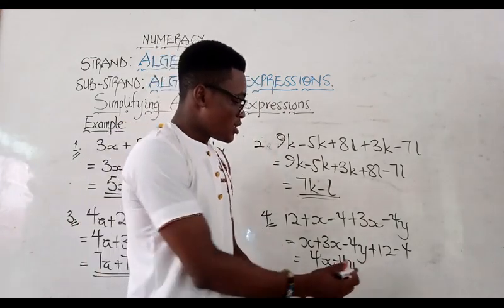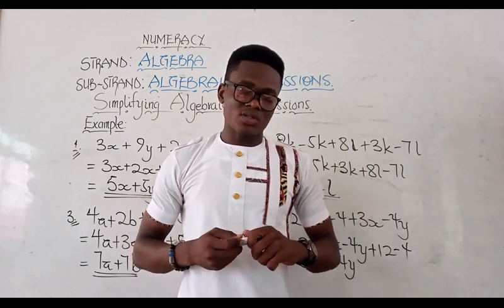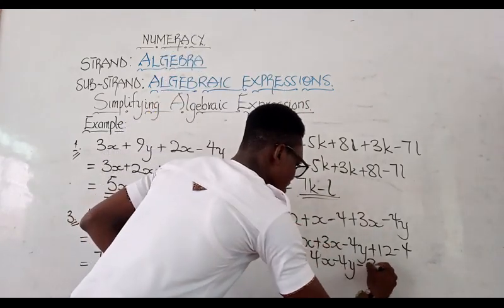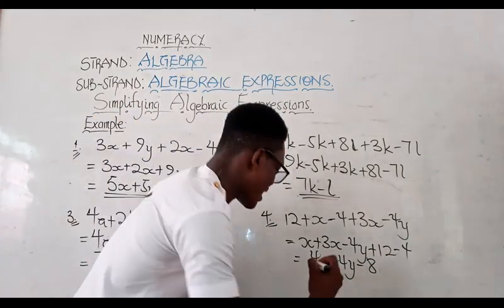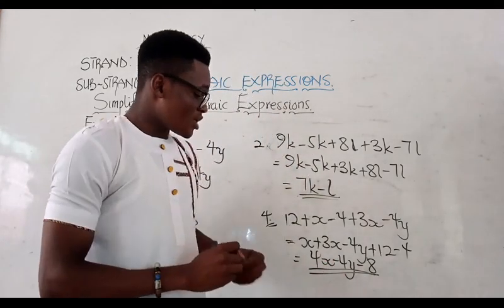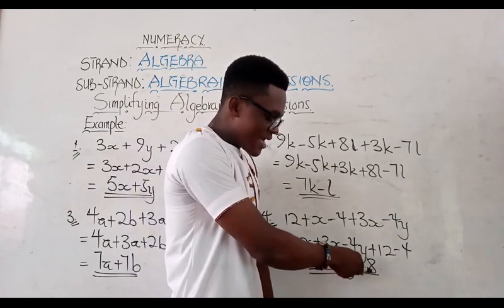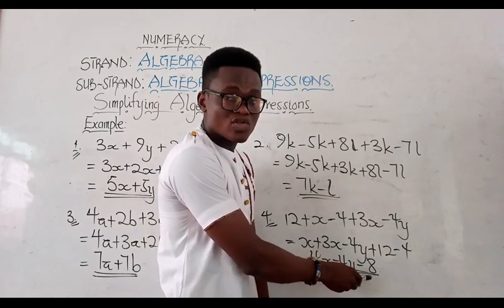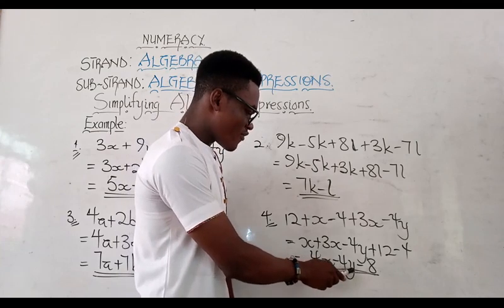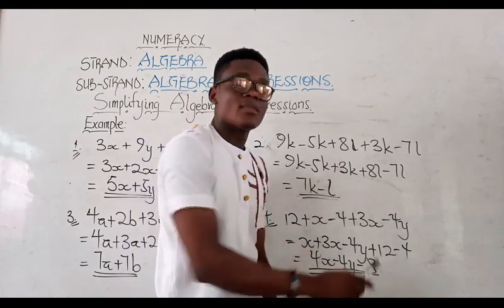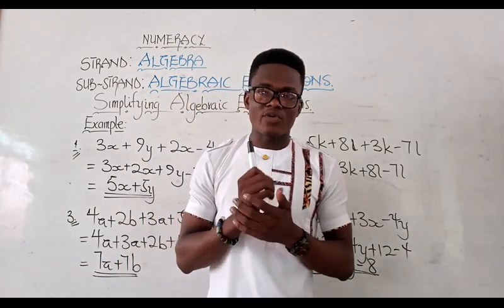And then here we have positive 12 minus 4. So 12 minus 4 will give us 8. So over here we can't add or subtract, because the terms over here are different. They don't look alike. This 4x, this negative 4y, and positive 8. So 4 is the coefficient of x, negative 4y is the coefficient of y, and then this one is a fixed number, a constant figure. The value remains the same.